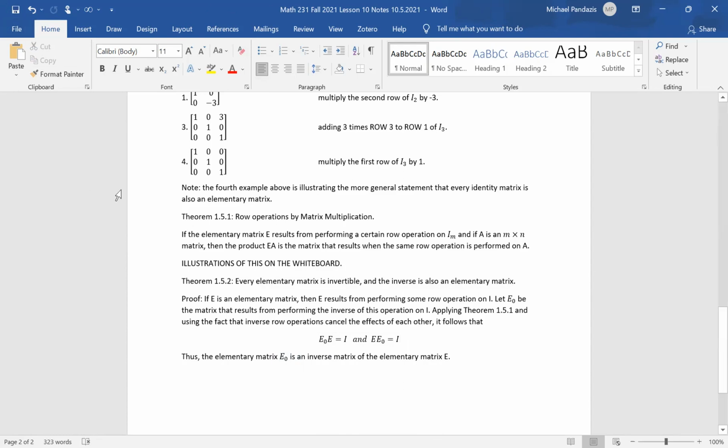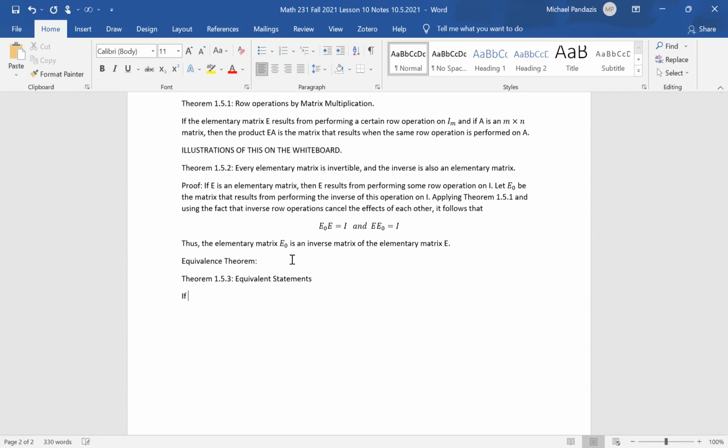Okay. Next is called the equivalence theorem. This is very important. In fact, it's so important that we're not even done. I can't even tell you the whole theorem right now. We're going to have to build on this theorem as the semester continues. Okay. So the theorem is saying that the following are equivalent statements. That a list of statements are equivalent.